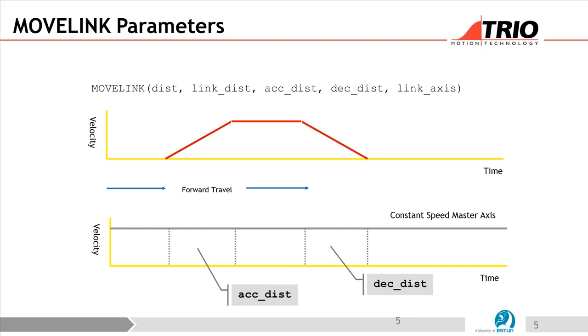But notice they're pointing to the master axis movement, so the accel and decel distance are actually given as the distance on the master axis. So it's not the distance here on the slave, it's the distance that it sees on the master. So in fact, on the MoveLink, the only parameter that refers to the axis you're running on is the first one. Everything else is to do with the master axis. Okay.